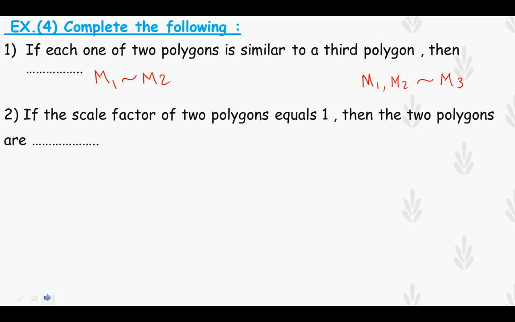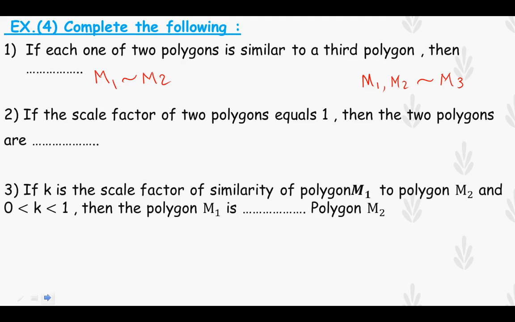If the scale factor of two polygons equals 1, okay, let's revise together. If the scale factor is bigger than 1, then polygon M1 is an enlargement of polygon M2. And if the scale factor is bigger than 0 and smaller than 1, then polygon M1 is a reduction or shrinking of polygon M2. But here, if the scale factor of two polygons equals 1, then the two polygons are congruent.